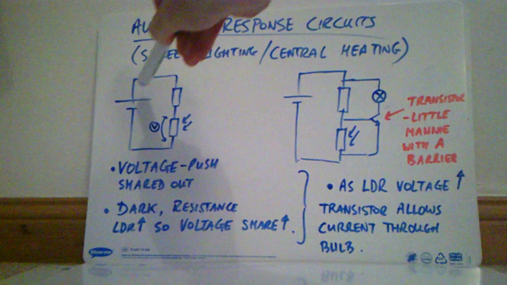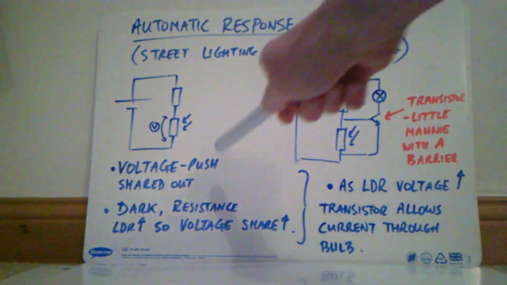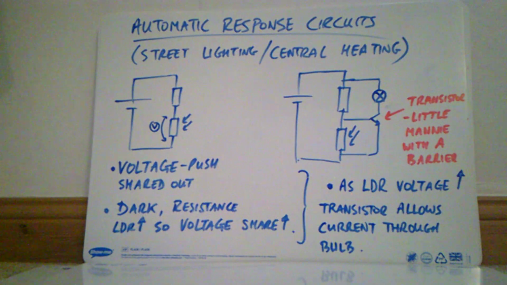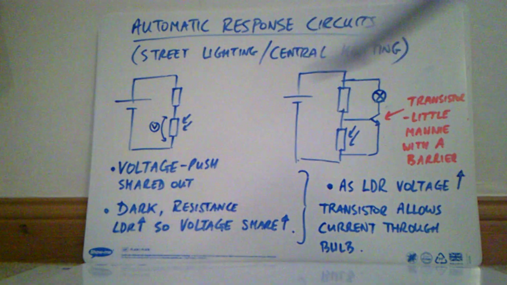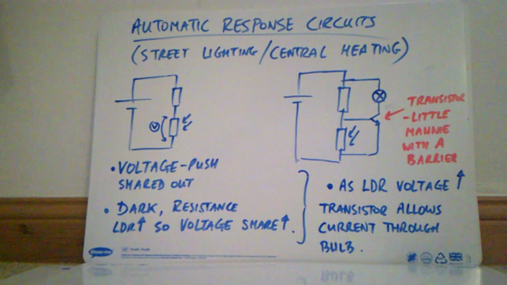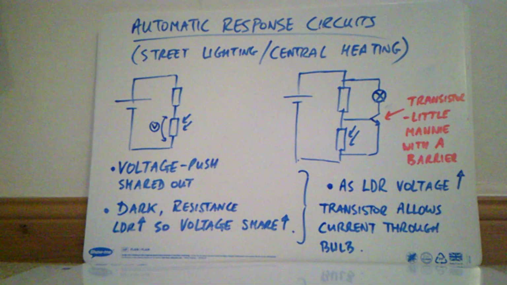We've got a battery, a resistor, and a light-dependent resistor. Now, because it's a series circuit, we know the voltage push is shared out. A light-dependent resistor is a resistor where the resistance depends on the surrounding light levels. When the light levels go down, the resistance of the LDR, the light-dependent resistor, goes up. If the resistance of the light-dependent resistor goes up, the voltage share it gets goes up.